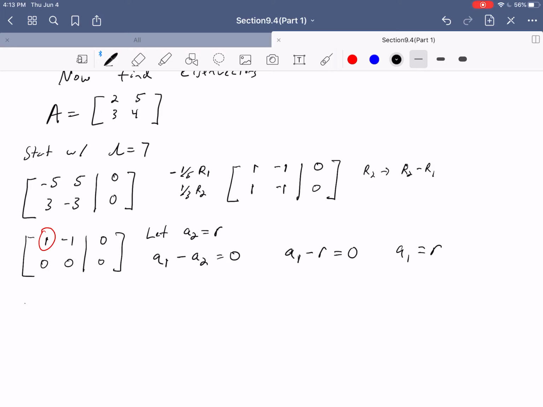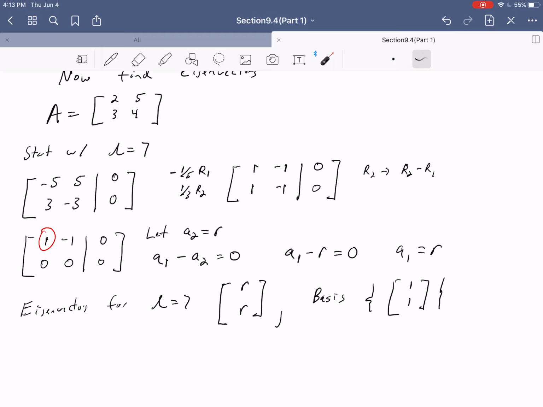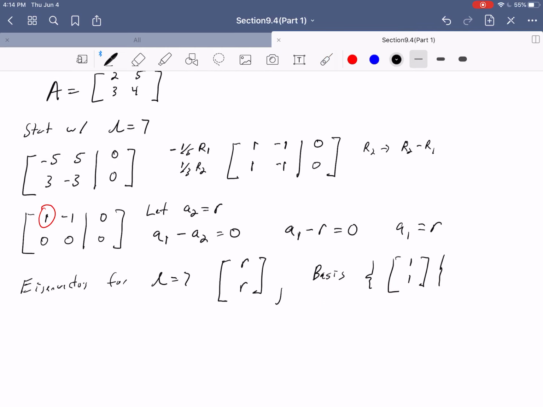So the eigenvectors for lambda equals 7 are of the form r, r, which, if we want to choose one, we could use as a basis just 1, 1. All right, we only need one linearly independent eigenvector to build our solution, so we might as well just use the one where the parameter is equal to 1. So 1, 1.